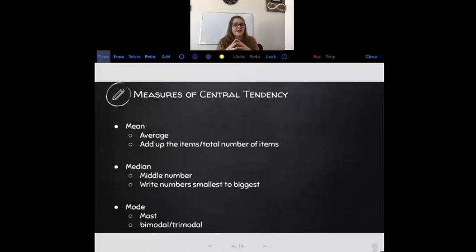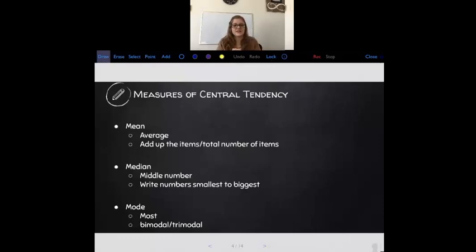In order to calculate the median, it's important to write the numbers smallest to biggest. When we're talking about the median, we're talking about once the numbers are in order, not necessarily just the middle of the data set you're given, because the numbers are typically out of order. And the mode is the number that occurs most often.